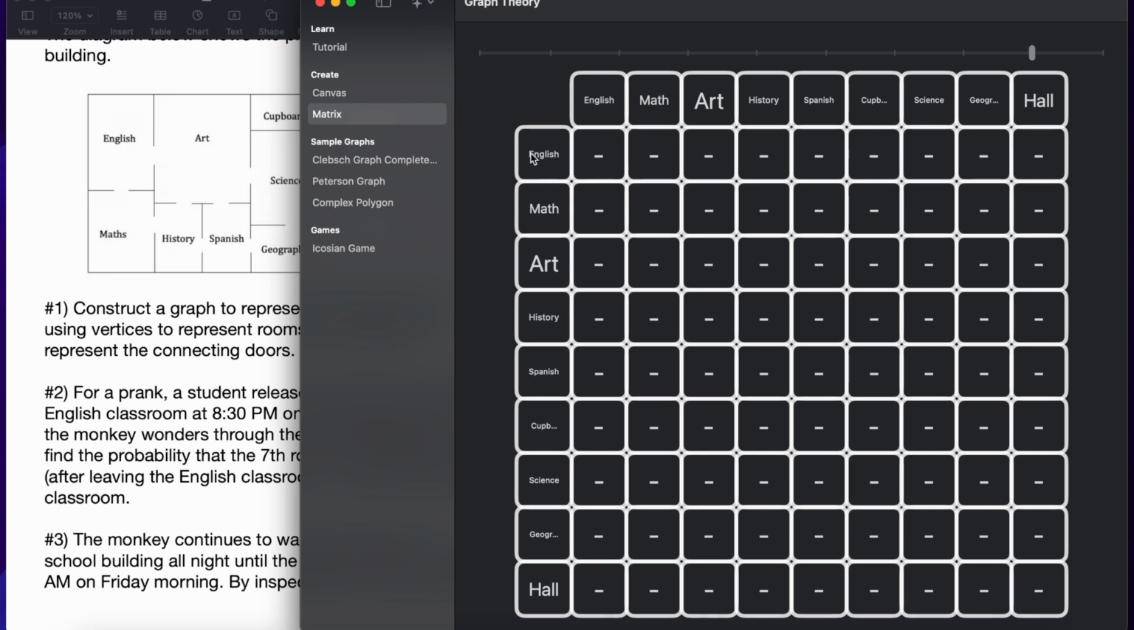So if I were to start in the English room, so that's the first row here, I have 2 adjacent rooms I can move to, either the art room or the math room. So there's a 50% chance of moving from English to art and a 50% chance of moving from English to math. So from English to math, there's a 50% chance. From English to art, there's also a 50% chance, and I can't get from the English room to any of the other rooms of the school. Next, from the math room, I can get to either the English or the history room. So it's a 50% chance of going from math to English.